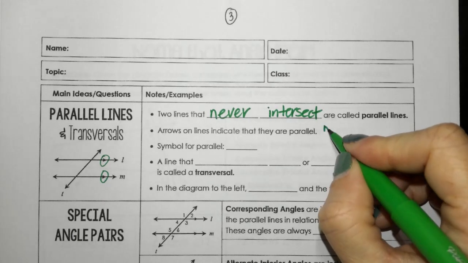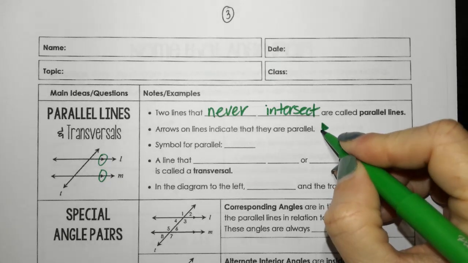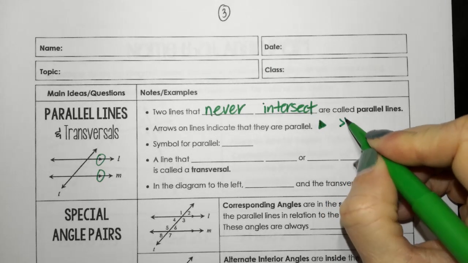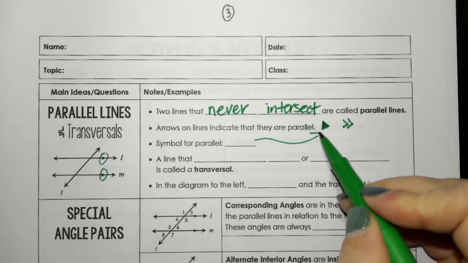So you might see little arrows drawn like that. That one looks weird, sorry. Or you might see little arrows drawn like this, indicating parallel. Either one of those is fine. So now I just did that there.